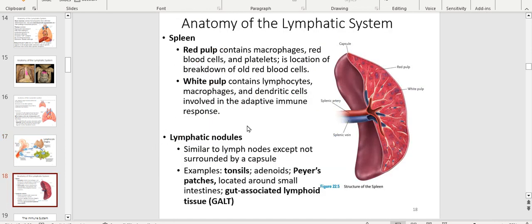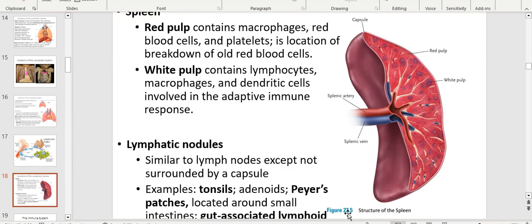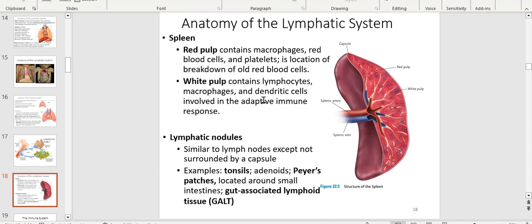The spleen. This one here is an interesting organ. The whole idea is that there are basically two kinds of tissue, what we call red pulp and white pulp. Both do different things. The red pulp contains macrophages, phagocytic, chomp chomp, red blood cells and platelets. It's located on the breakdown of old red blood cells. So basically the spleen is kind of an RBC sponge.